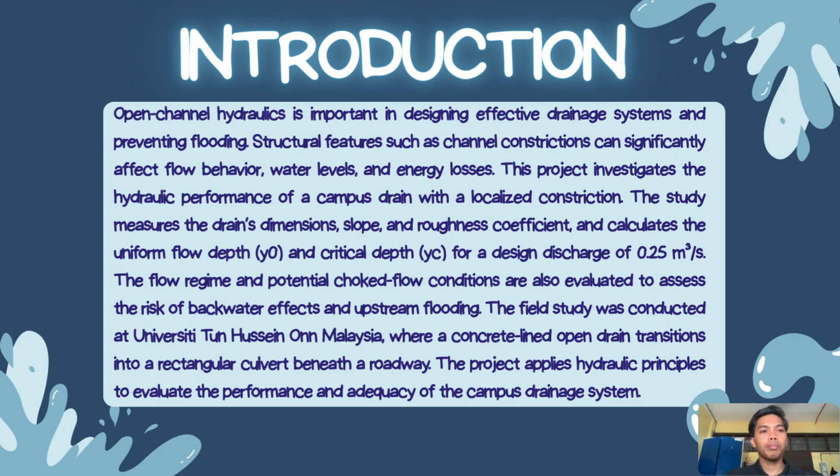DF250083. So now we want to present our project on a campus drainage system at Universiti Tun Hussein Onn Malaysia. Good drainage is important to prevent flooding, but a narrow path in a drain can block water flow. In this project, we study a local campus drain that changes into an underground culvert. We measure the drain and calculate how water flows through it. Our main goal is to check for any flooding risk and make sure the campus drainage system works well and stays safe.